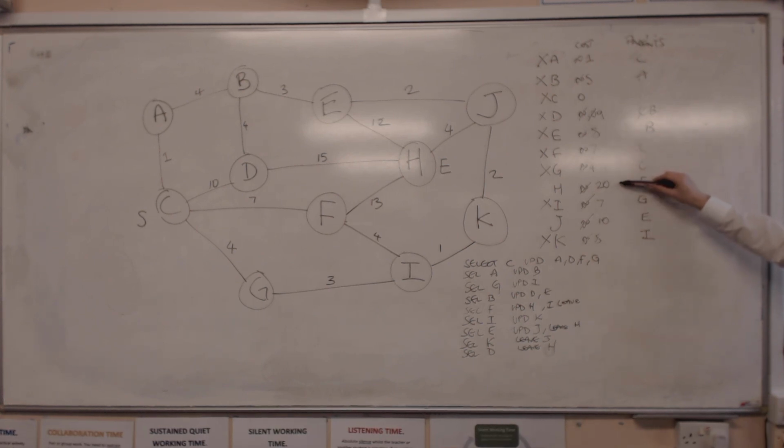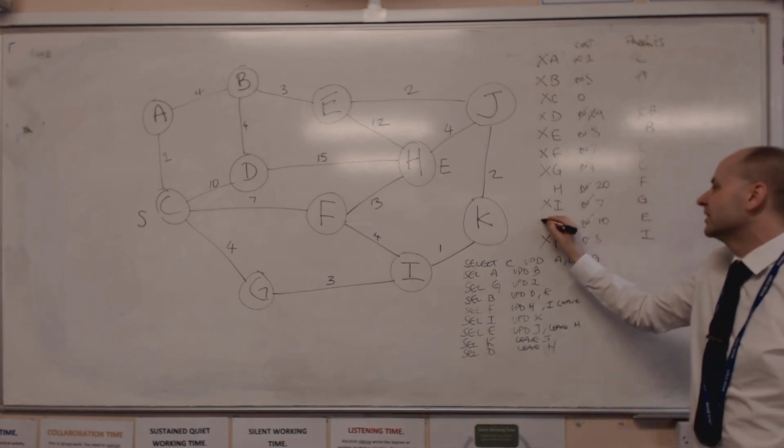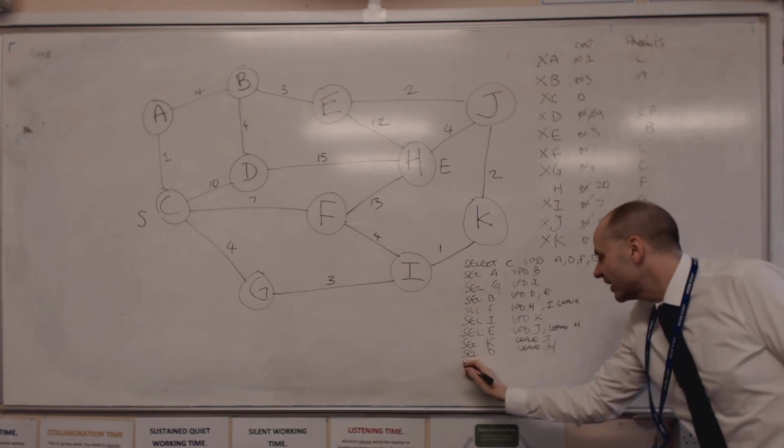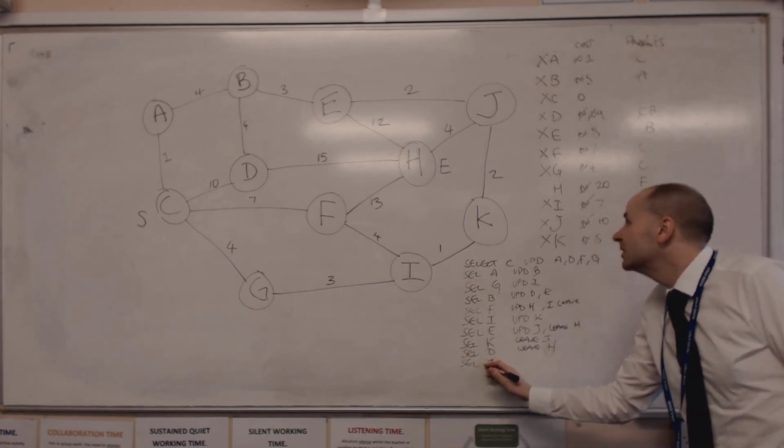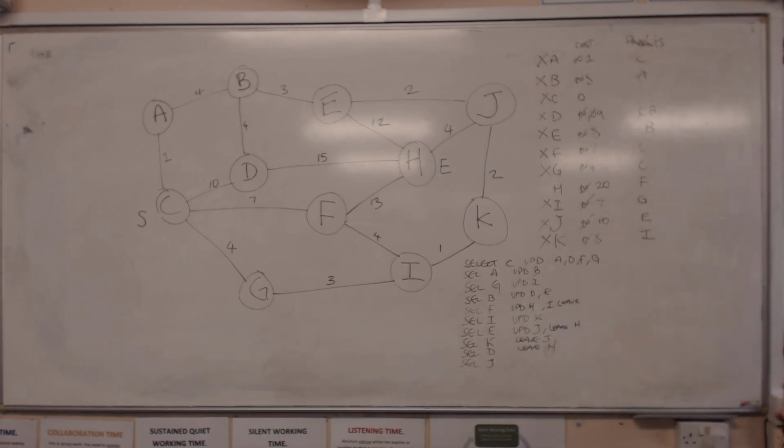We've only actually got 2 now, so we've got a 20 and a 10, so we're going to pick J. So we're going to select J. J has got K as a neighbour, but that's closed. It's got E as a neighbour, but that's closed. It's got H as a neighbour. That is still open.